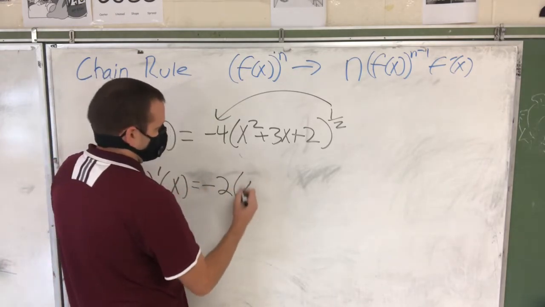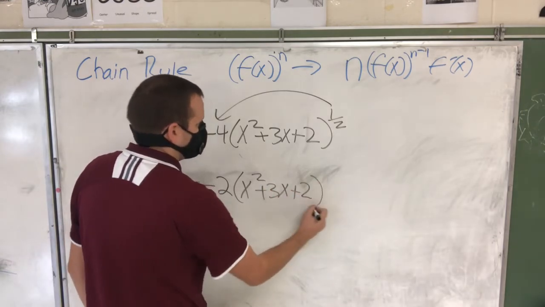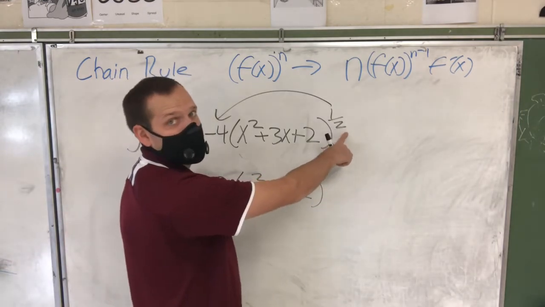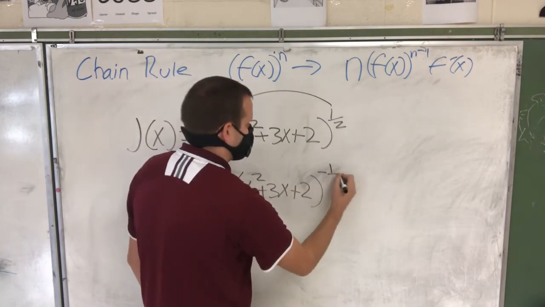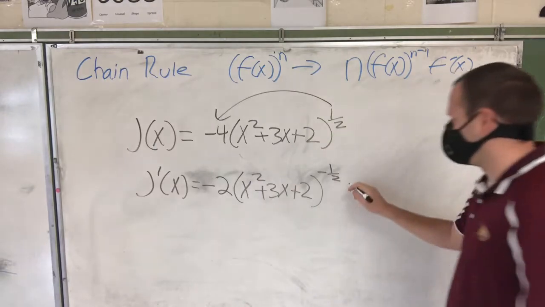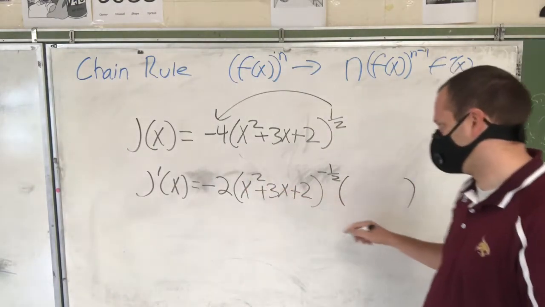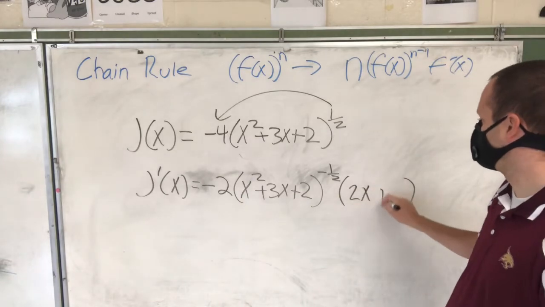We've got the inside, x squared plus 3x plus 2. What's 1 less than 1/2? It'd be negative 1/2. Okay? Yes, there's such a thing as negative exponents, in case you didn't know. All right, now we have the derivative of the inside. The derivative of the inside is 2x plus 3.